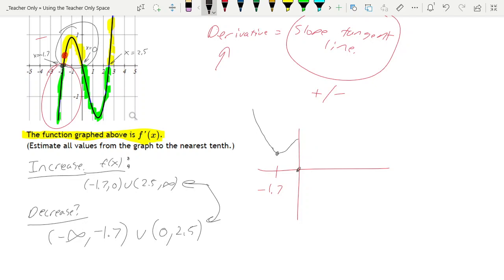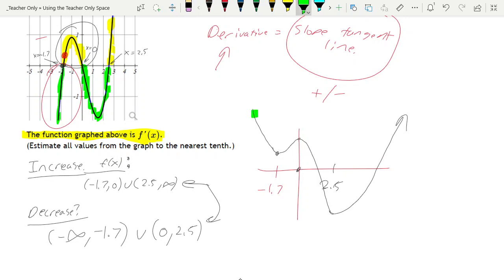Up until 0. Then at 0, our next boundary was at 2.5, where we switched to negatives, where we had negative slopes up until there. So it means we were decreasing. Maybe we went through the x-axis, maybe not. I don't know, it doesn't matter. And then after 2.5, our graph had positive slopes, so we're increasing.